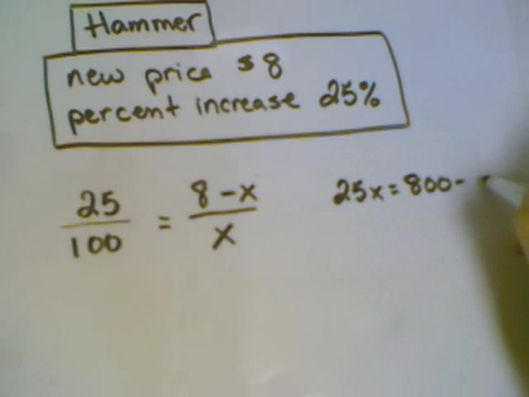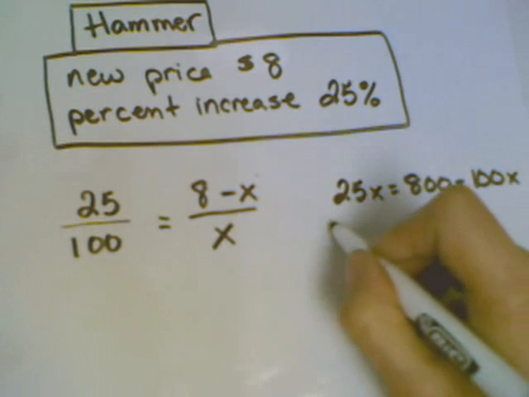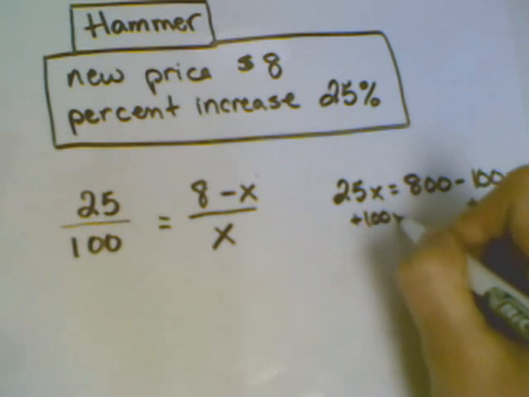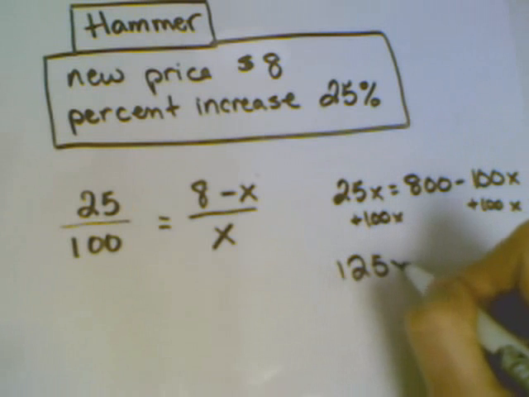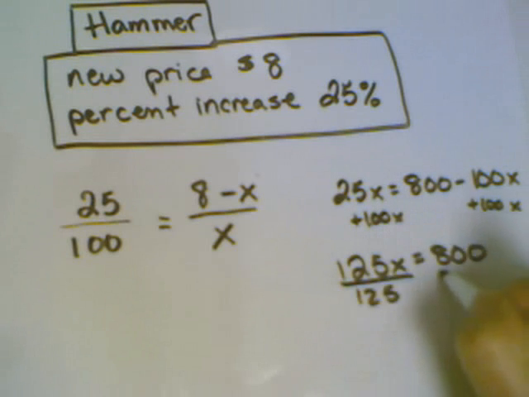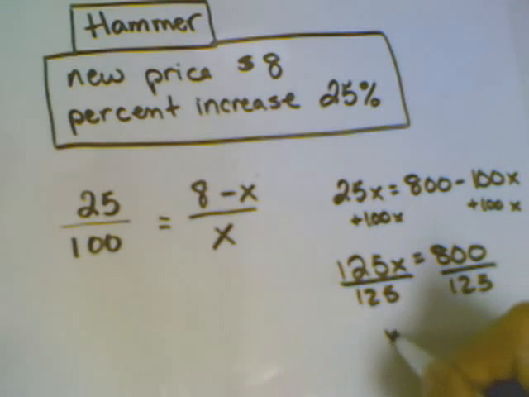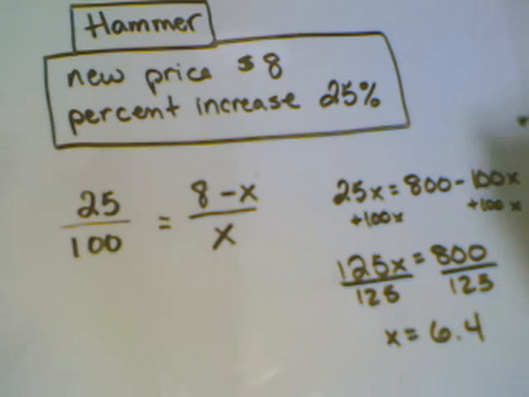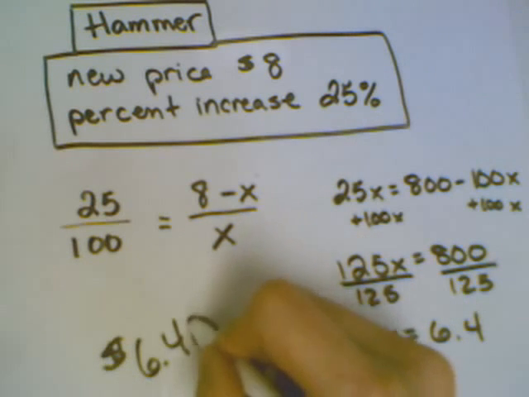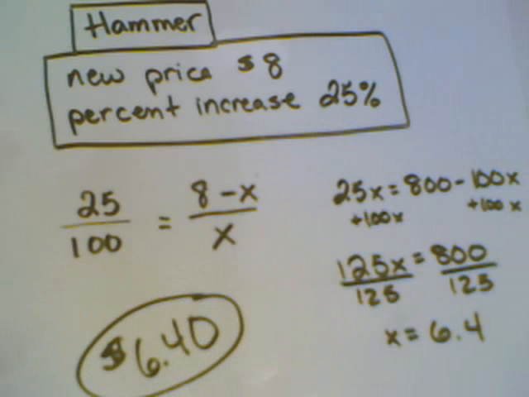25x equals 800 minus 100x. I have variables on both sides, so I will add 100x to both sides. 125x equals 800. When I divide by 125, I will get that x is 6.40. That means the original price was $6.40.